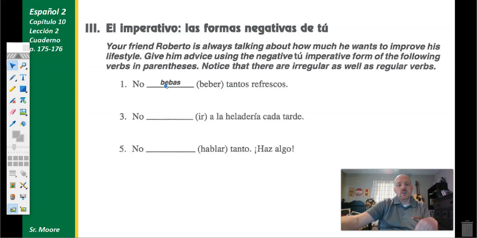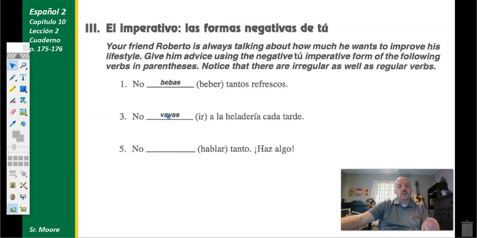Número 3. Don't go to the ice cream parlor each afternoon. That's always good advice. No vayas. No vayas a la heladería cada tarde. Don't go. And this one is irregular. Remember, we know it's irregular because the yo form is formed with voy, that oy. That reminds us that it's going to be irregular.